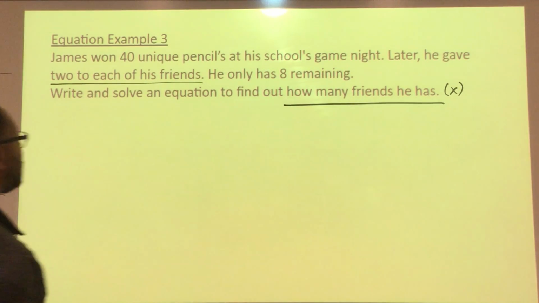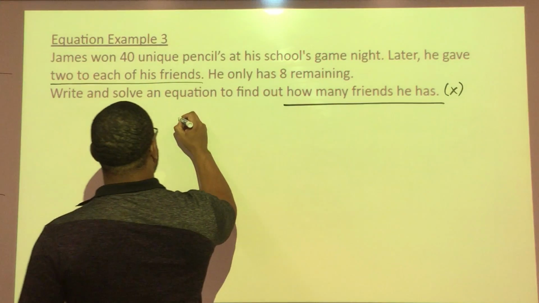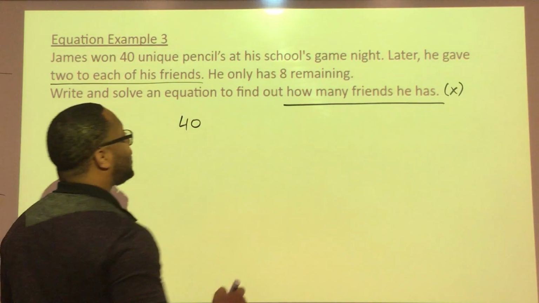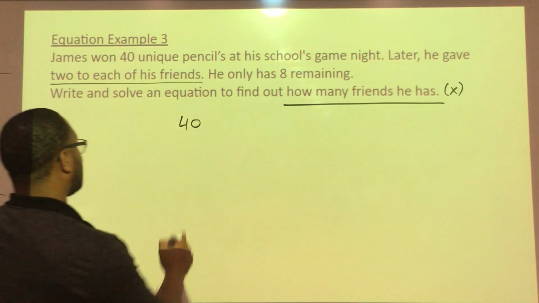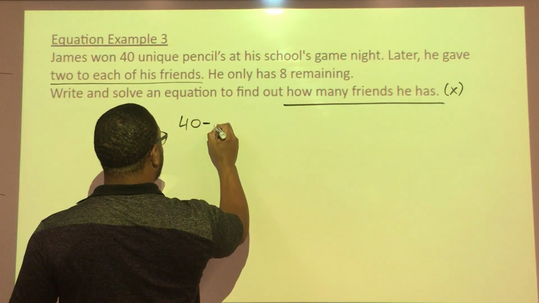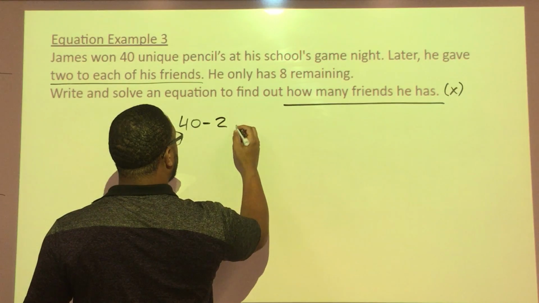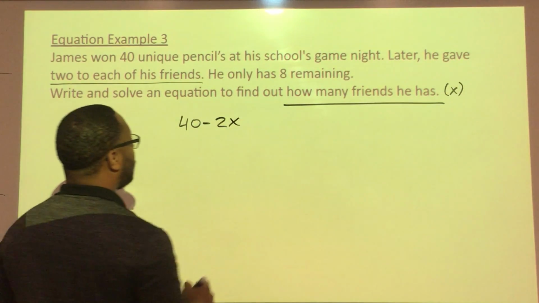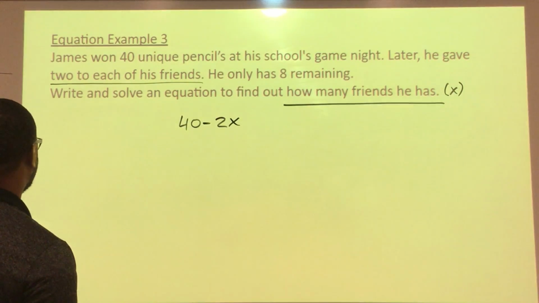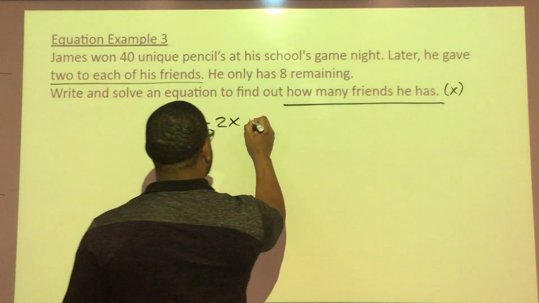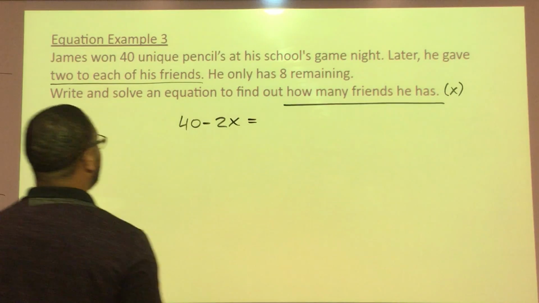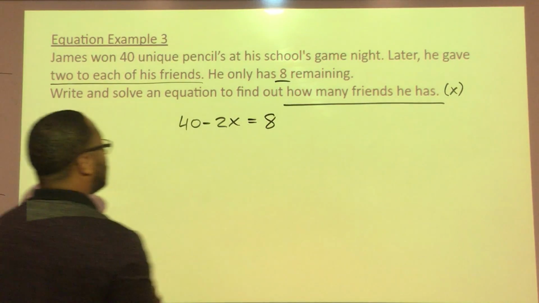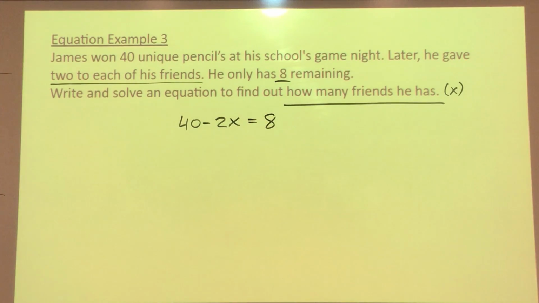Now this problem is going to look a little different because he started out with 40 pencils and then he's giving them away. So we're going to subtract, and he's giving away 2 per each friend, and we don't know how many friends he has. So we're saying 40 minus 2x equals, how many does he have left? He has 8 remaining. So this is what this equation is going to look like.